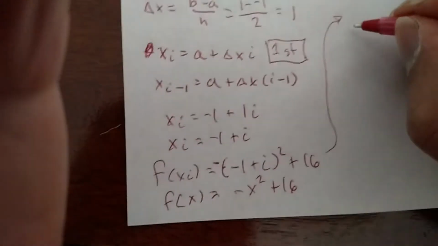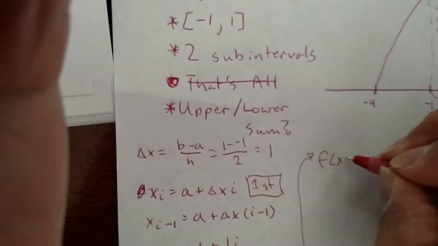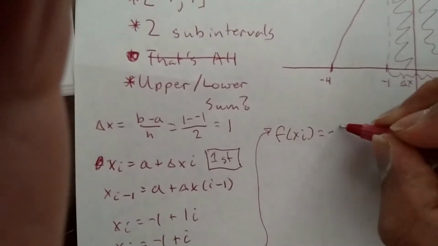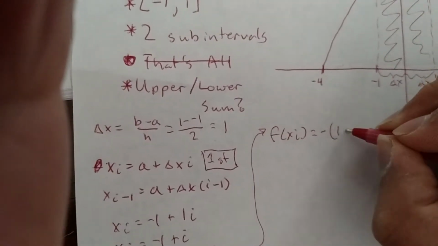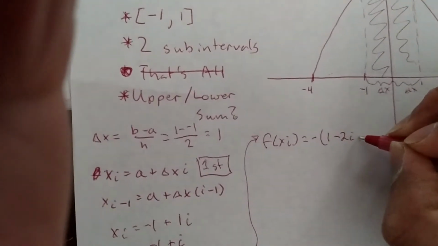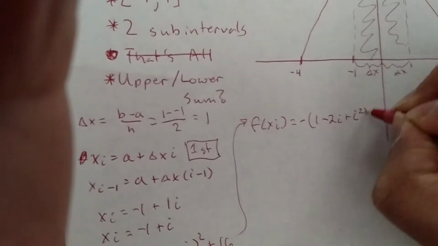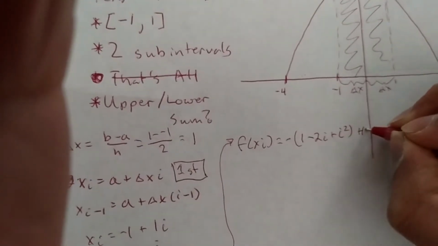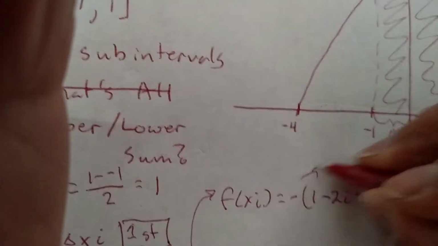Foiling that out, I'm going to have f of x of i, with the negative still there: negative 1 times negative 1 is 1, and that becomes negative 2i, and that becomes i squared, and then I have that plus 16 right there. So that's what I have when I foil it out. Distribute the negative.